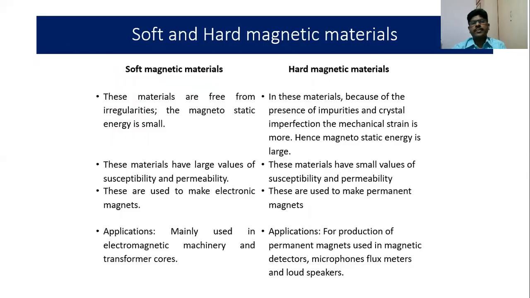So in this, we have seen the domain theory of ferromagnetism. Then we have seen what hysteresis is and what hysteresis losses are, and how to classify materials as soft materials as well as hard materials.